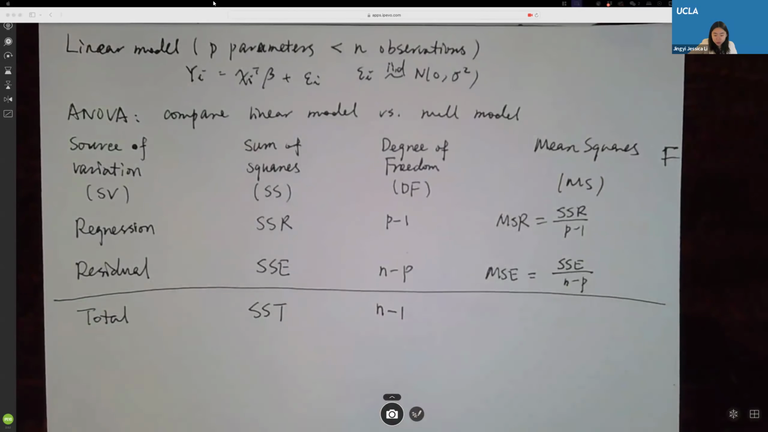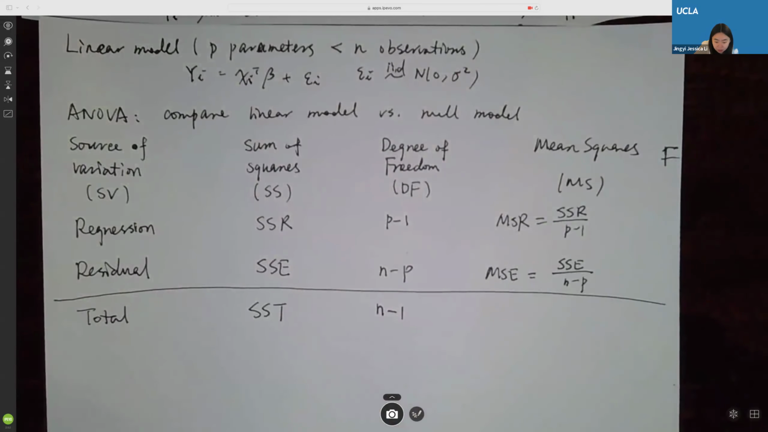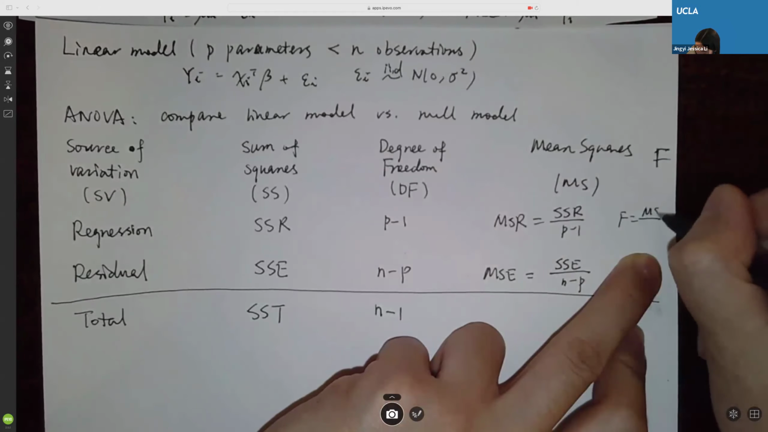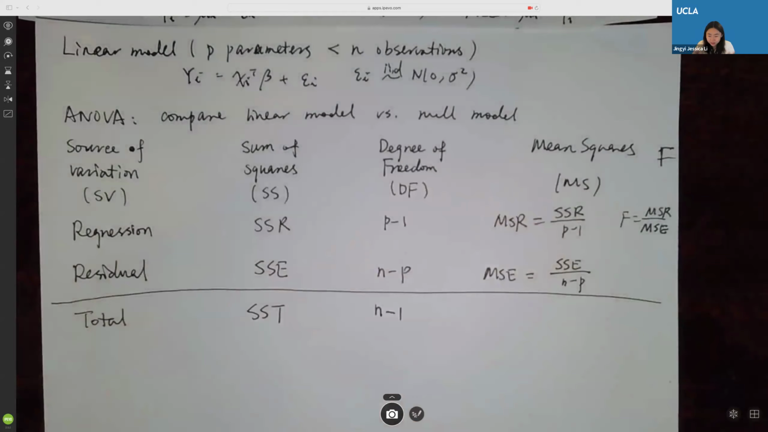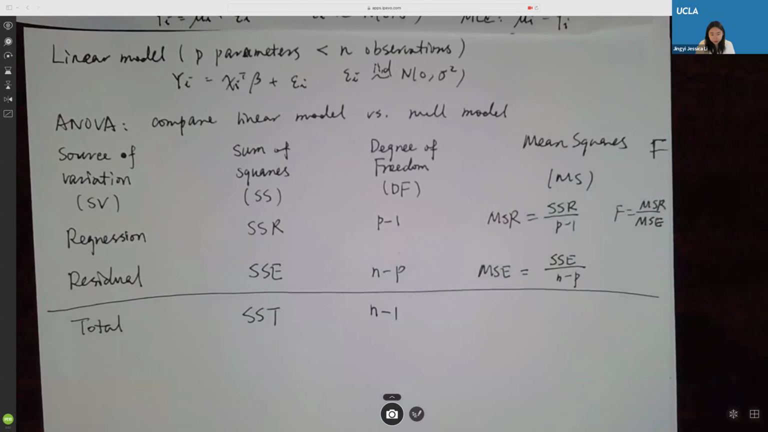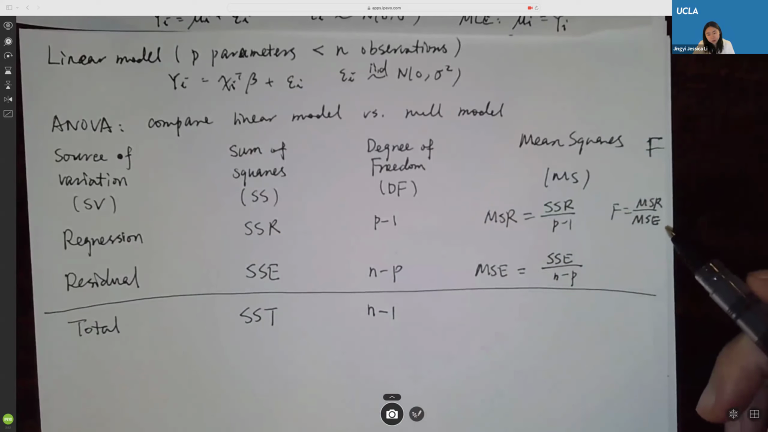Basically, the goal is to check that, we want to compare MSR to MSE. We want this ratio to be large, right? Because we want the majority of the variance in my y to be explained by the regression rather than by the residual. Otherwise, it means the model is not informative. It doesn't tell us much. So this is the F statistic, okay?